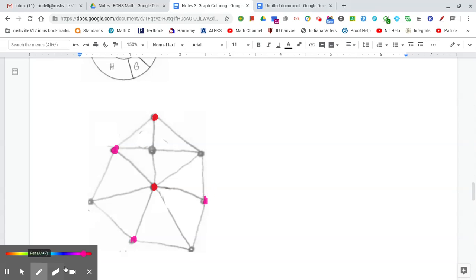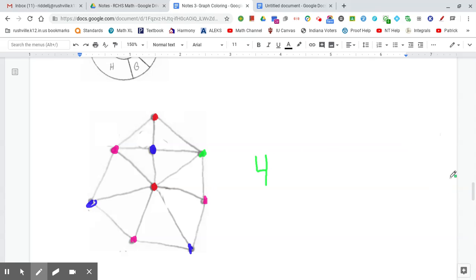All right, so now I need another color. And I'm going to go to another one of highest degree. So now this one can't be blue, but this one could be. And this one could be blue as well. And then one more color, it looks like, because I have one more vertex. So red, blue, pink, and green. That means this chromatic number was 4.